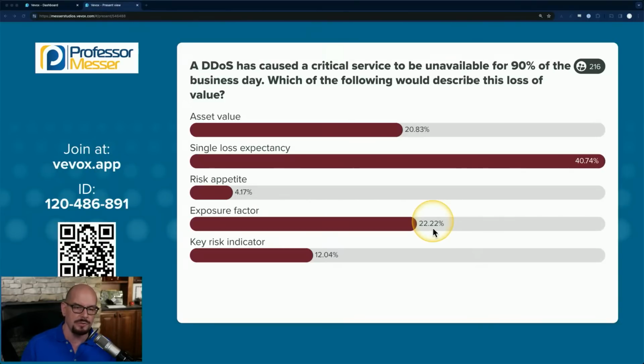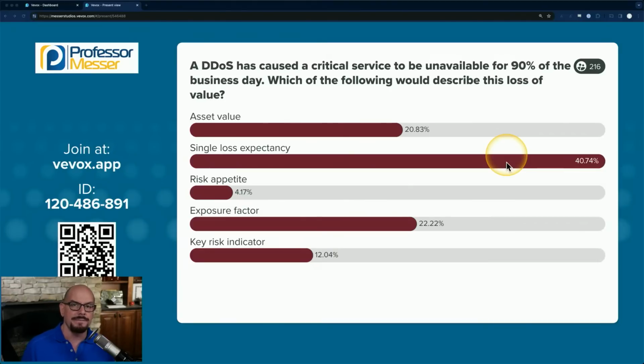22% of you chose exposure factor. Now, to be fair, this is a brand new topic from the SY0-701. Maybe some of you have never run into this topic before. And now you have some insight into how you might calculate things, knowing that there happens to be an exposure factor. A single loss expectancy would tell us how much we lost by having that unavailable.